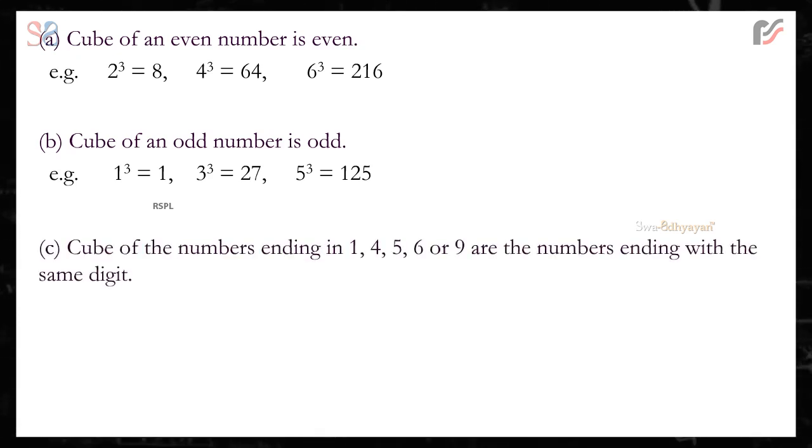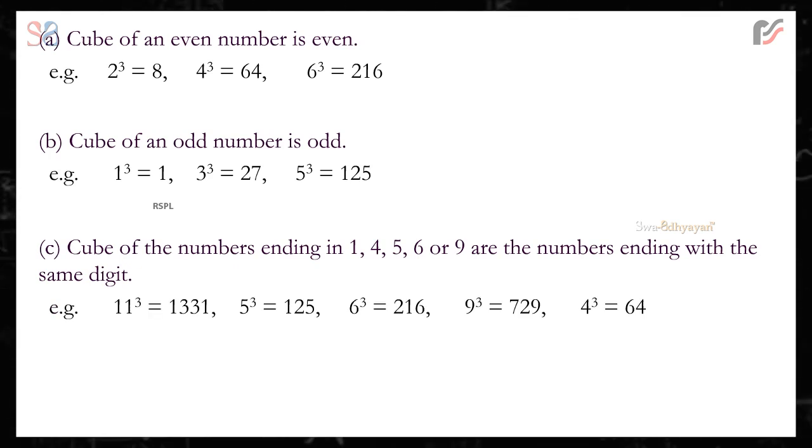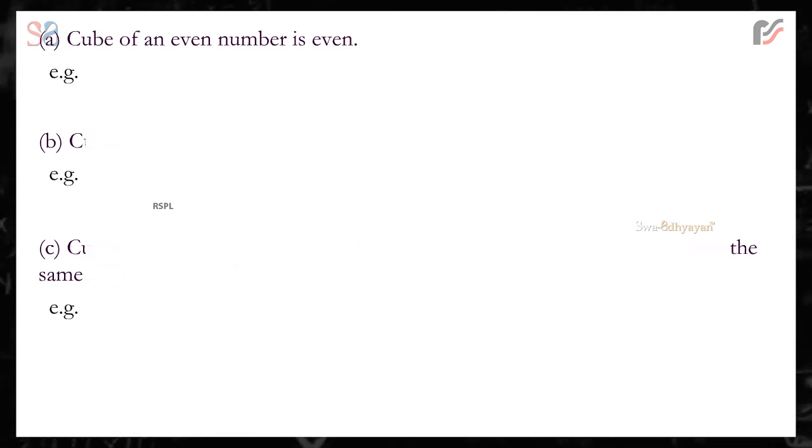C. Cube of the numbers ending in 1, 4, 5, 6 or 9 are the numbers ending with the same digit. For example, 11 raised to the power 3 is equal to 1331. 5 raised to the power 3 is equal to 125. 6 raised to the power 3 is equal to 216. 9 raised to the power 3 is equal to 729. 4 raised to the power 3 is equal to 64.